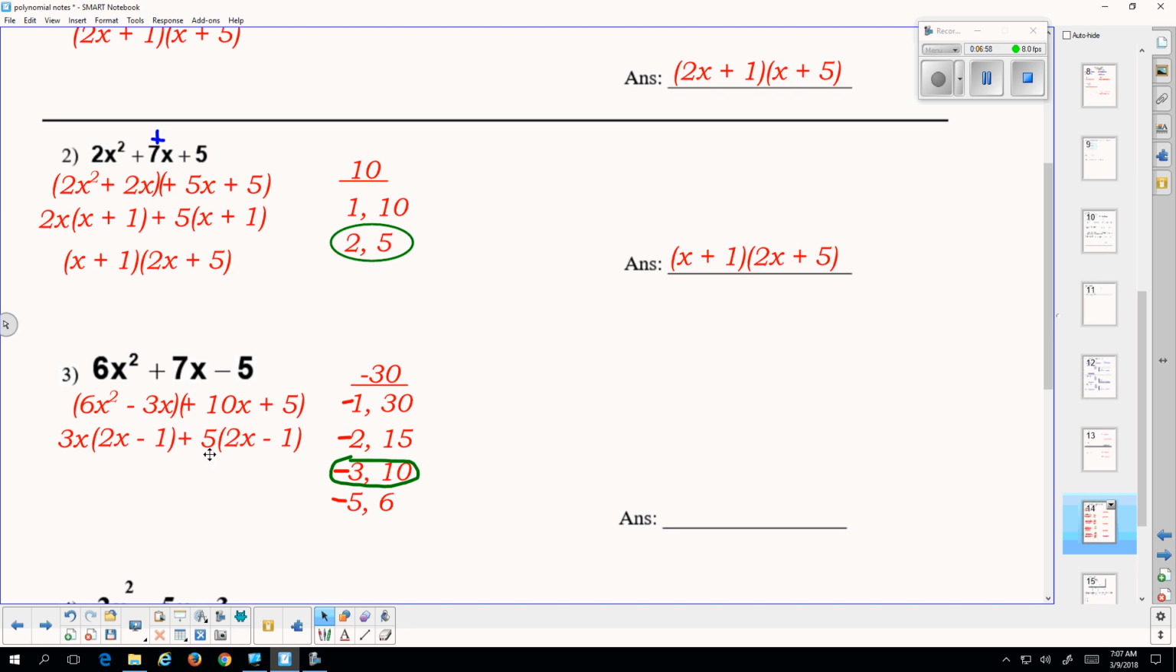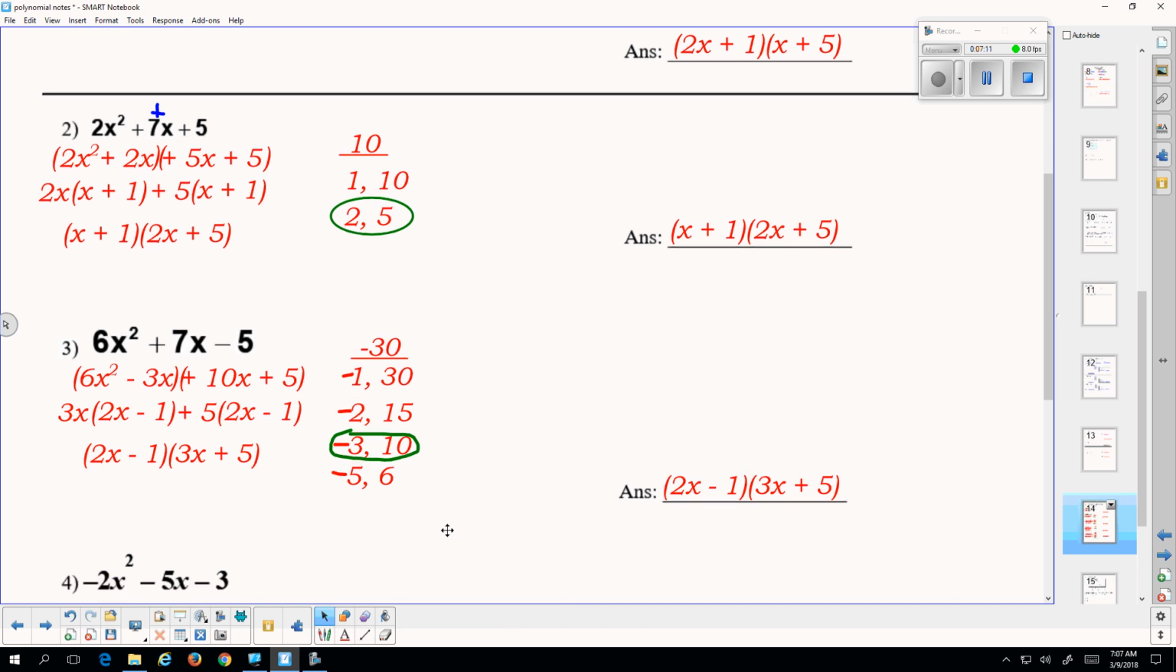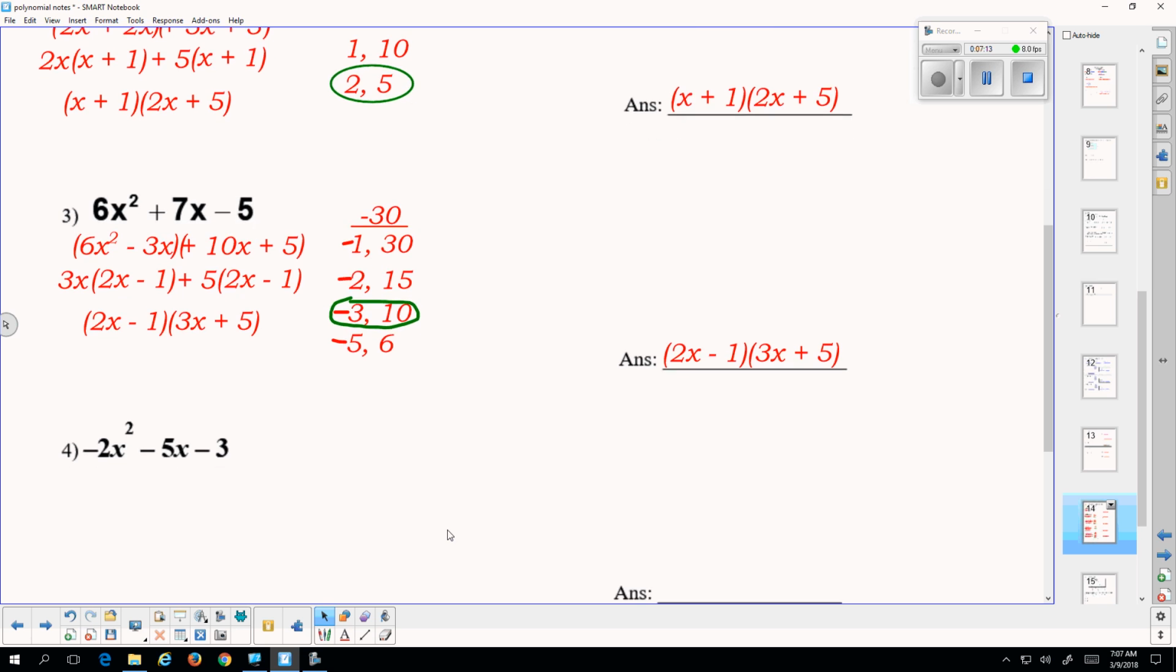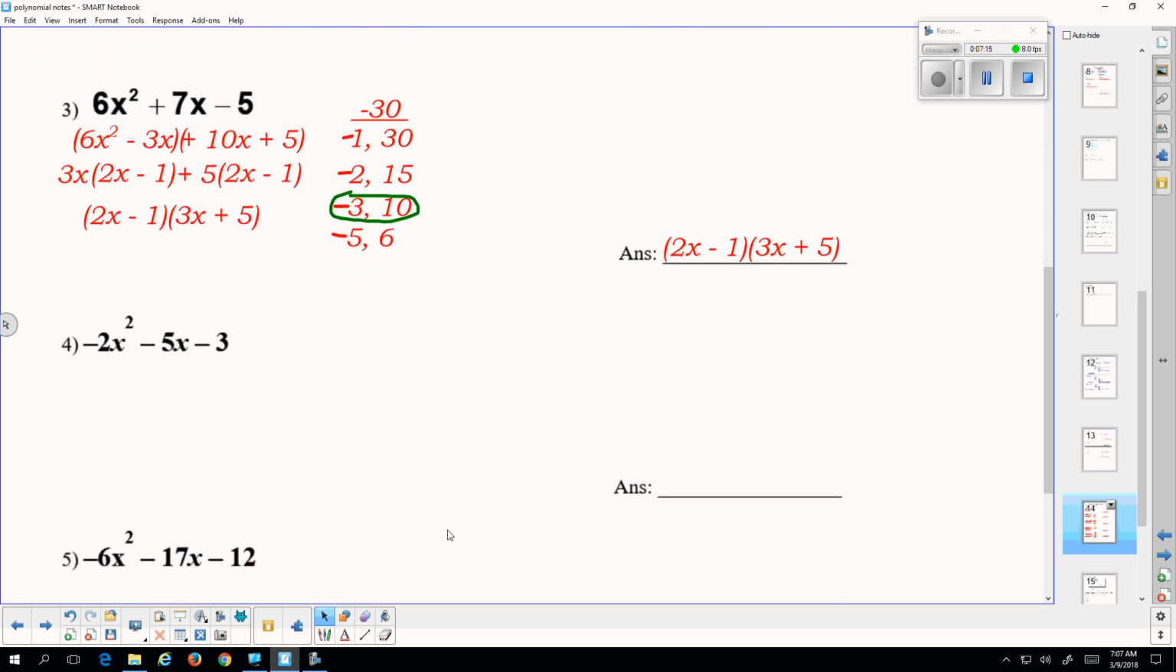And now let's factor out the 2x minus 1. And now check your work. It's all good. That's your answer. I'm going to keep doing examples of these because I feel like the more you see it, the better you're going to be. All right, this one.